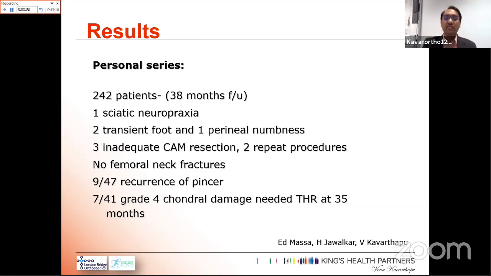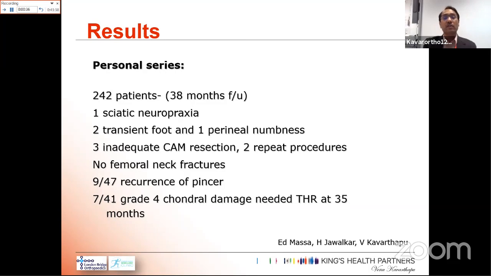But I had a fair share of complications among my patient group. One had sciatic neuropraxia, one had transient foot and perineal numbness. And I was not good with my cam resection in 3 patients. That was the earlier time in 2007, and 2 of those had to have repeat procedures. No femoral neck fractures, and 9 had recurrence of pincer.